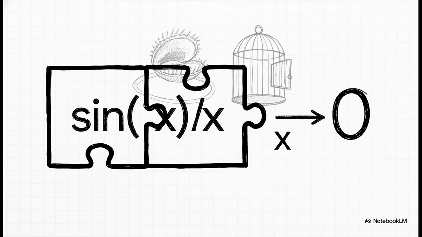So here's the puzzle we're trying to solve today. What is the limit of sine of x over x as x gets really, really close to 0? Now, on the surface, it looks pretty straightforward, right? But there's a tricky little trap hiding in there.